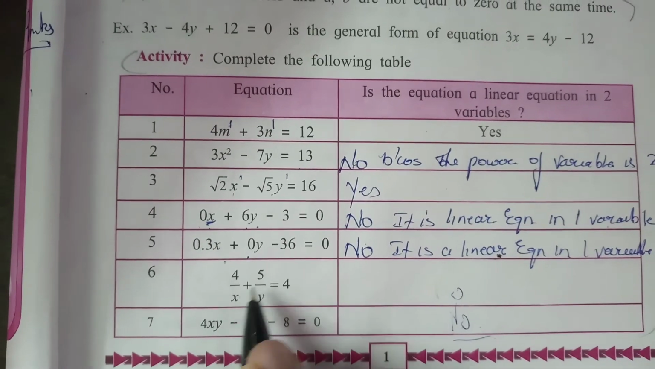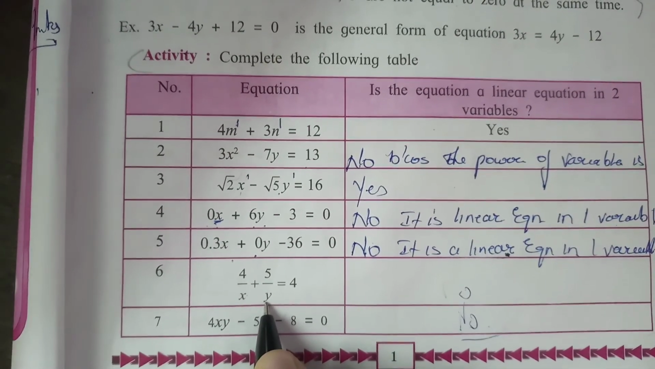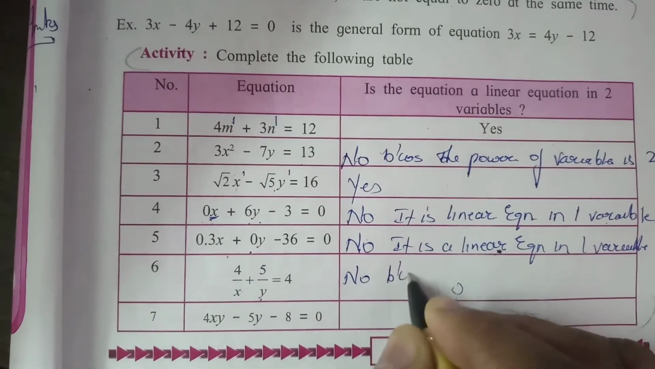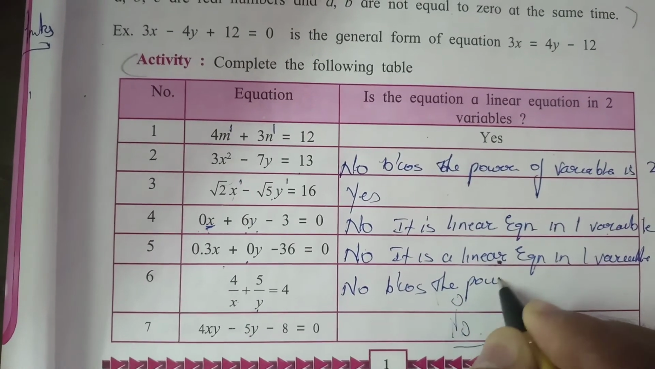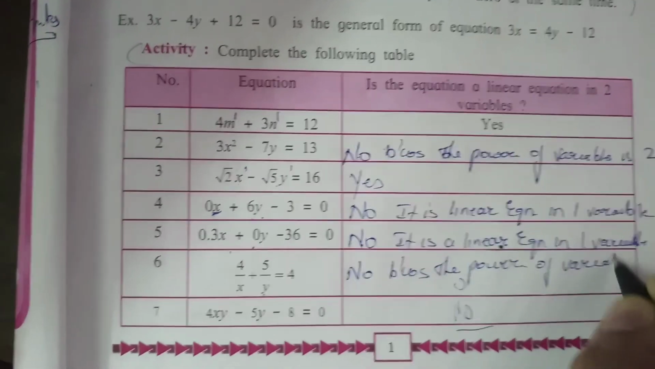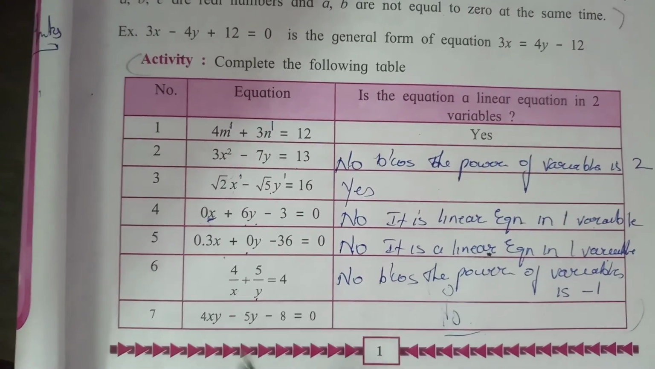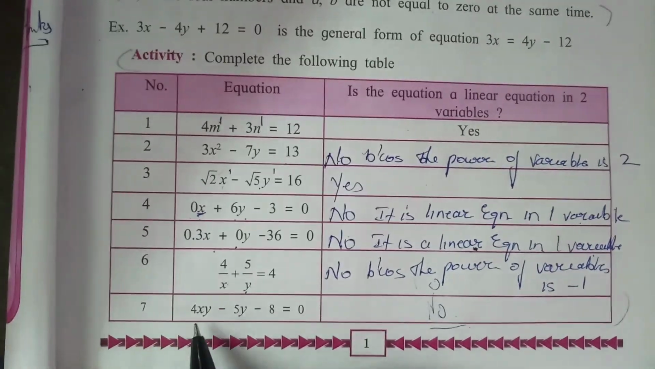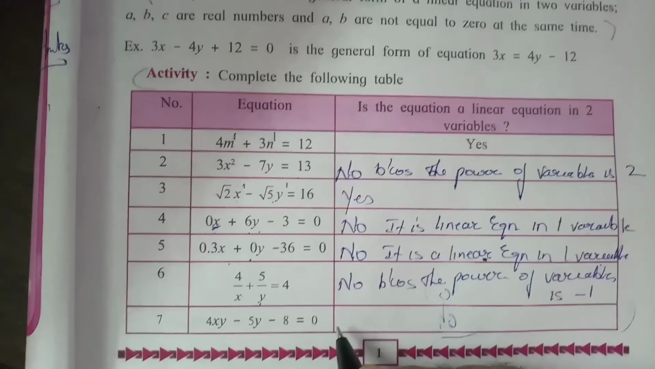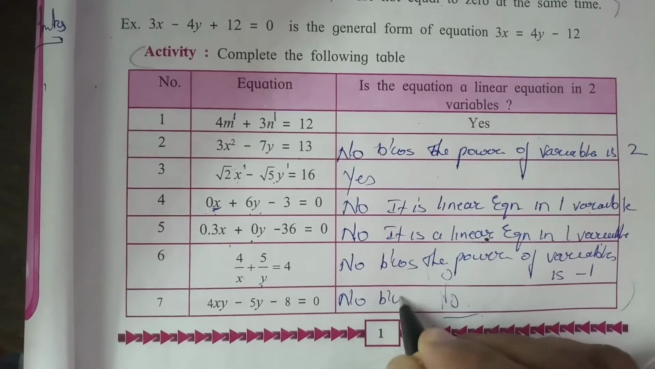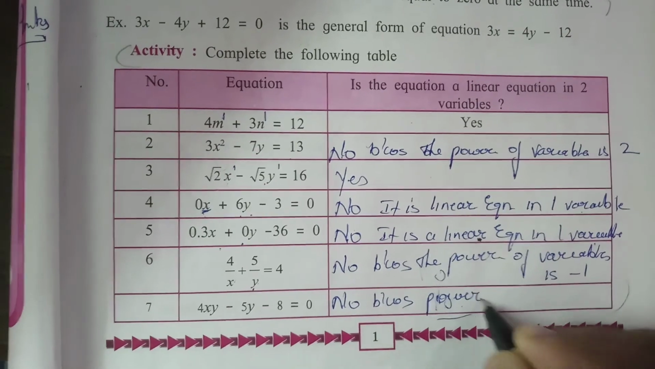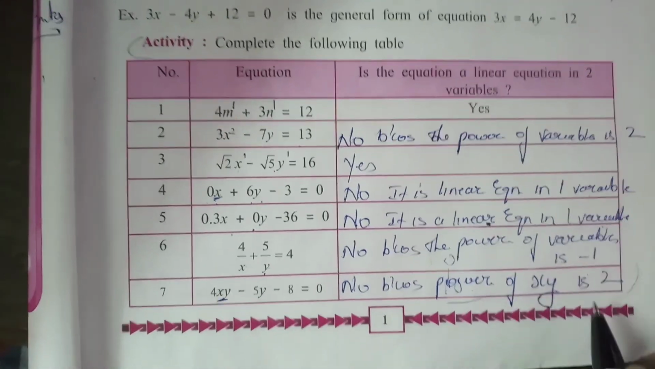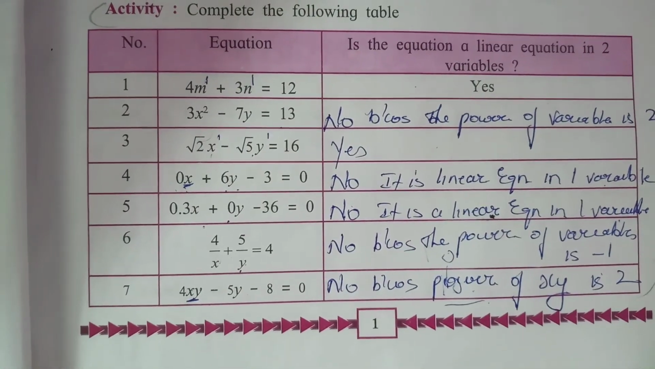The next equation, 4 upon x, 5 upon y, here the variables are in the denominator. This is also not a linear equation in two variables. Why? Because the power of x and y is minus 1. So it is not a linear equation in two variables. Last one, 4xy minus 5y minus 8, is it a linear equation in two variables? No, because the power of xy is 2, 1 plus 1 is 2. So it is not a linear equation in two variables.